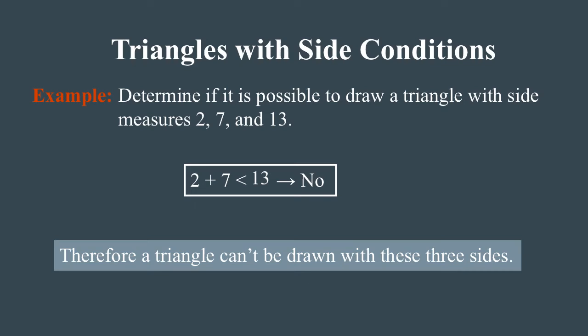So if we were to look at another example, it says determine if it is possible to draw a triangle with side measures 2, 7, and 13. We would find that our two smallest sides are 2 and 7. Our longest side is 13. If we add 2 and 7 together, it would be 9, which is less than 13. So no. Therefore, a triangle cannot be drawn with these side lengths.